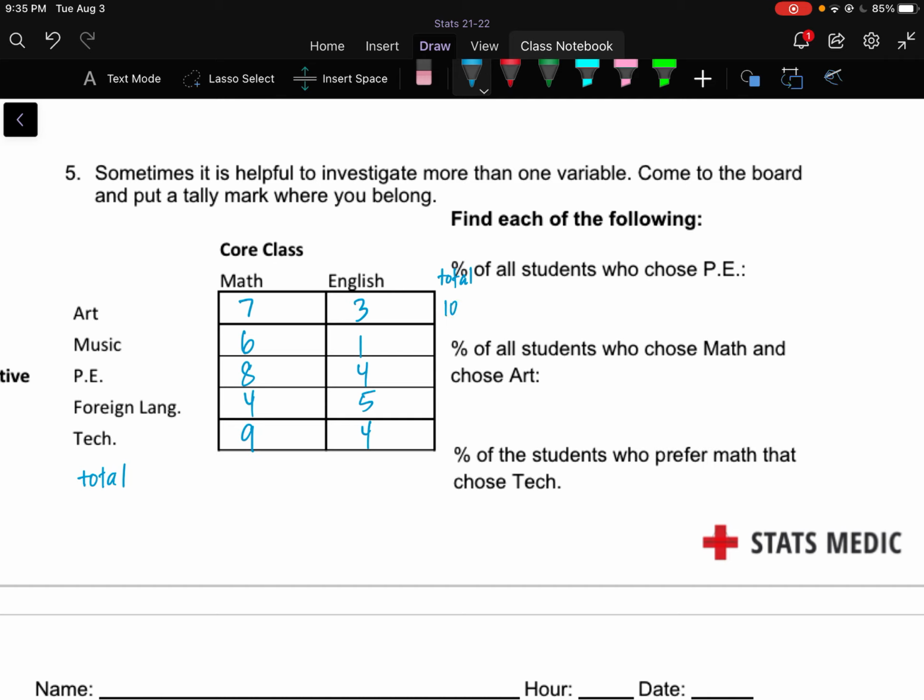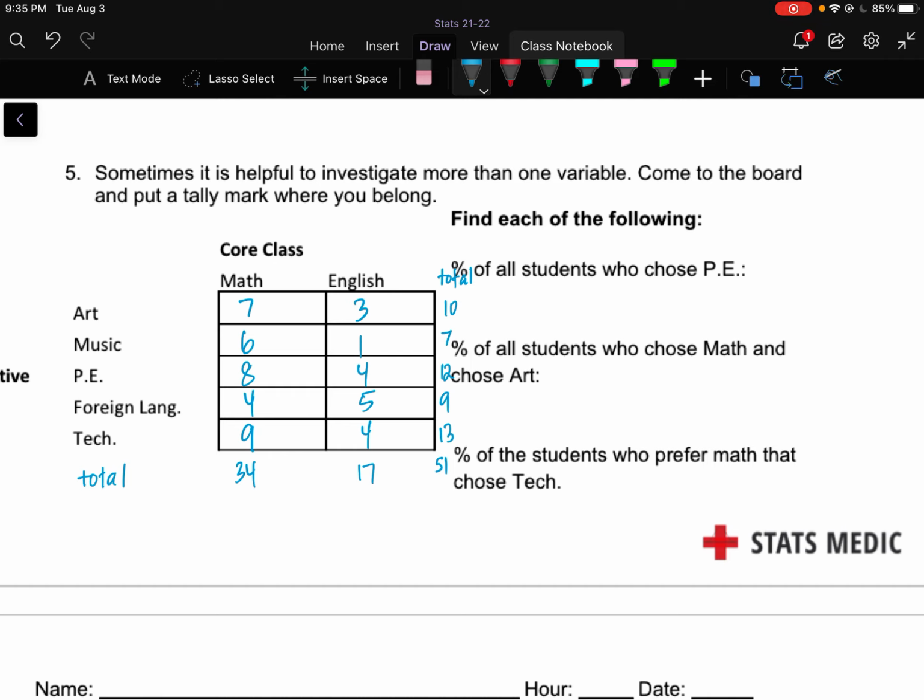Okay, so we have 10 students overall that like art, 7 that like music, 12 that like PE, 9 that like foreign language, and 13 that like technology. That should add up to 51. And then if we add down the columns, so if we figure out how many people prefer math as their core class, those numbers add up to 34. The number of people who prefer English for their core class, those numbers add up to 17. And yes, 34 and 17 also make 51. Okay. So now we're ready to tackle the questions about percentages.